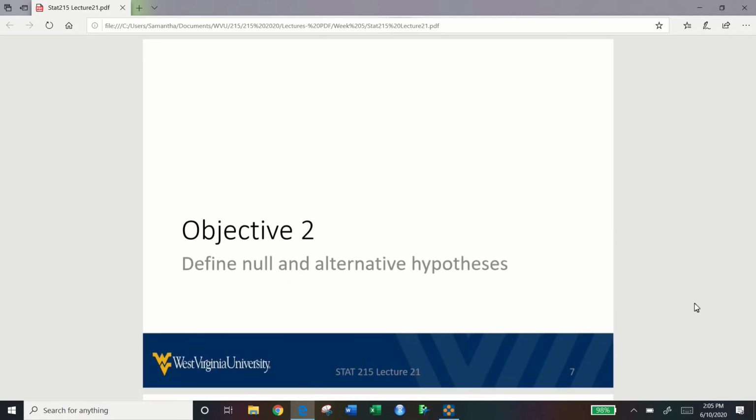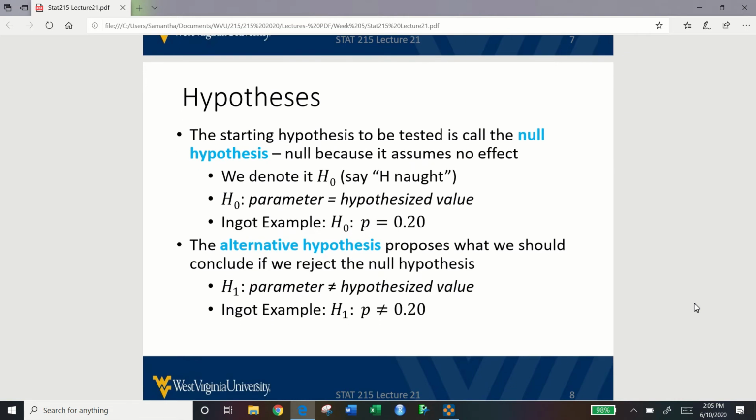This brings us to our second objective, to define the null and alternative hypotheses. So for statistics, when we state a hypothesis, it is a two-line hypothesis that contains a null and alternative hypothesis. The starting hypothesis to be tested is the null hypothesis. The null assumes that there has been no effect. We denote it as H naught, which is a capital H with a lowercase 0.